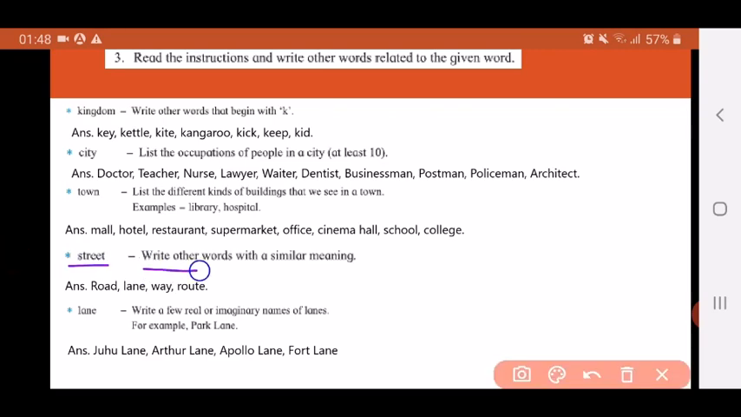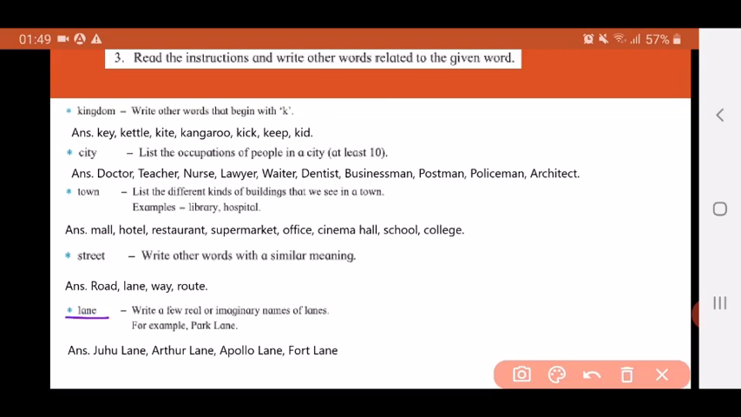Street. Write other words with a similar meaning. So you have to write words which also mean street. Road, lane, way, and route.